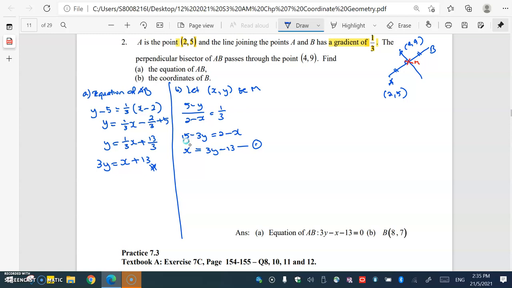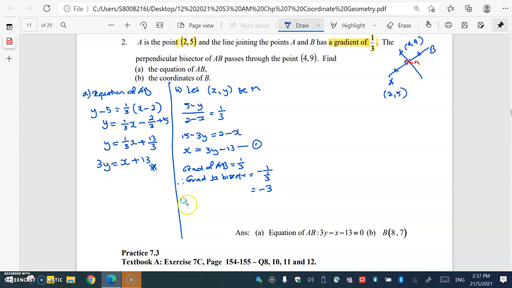What else will give me M? Let us take a look. I have the equation of AB already, and I know that M sits on AB and is the midpoint of AB. And if M sits on the perpendicular bisector, why not find the equation of the perpendicular bisector, and then we can fill in the point. The gradient of the perpendicular bisector is actually -3. Because the gradient of AB is 1/3, the gradient of the perpendicular bisector will be -1 over 1/3, which is equal to -3.